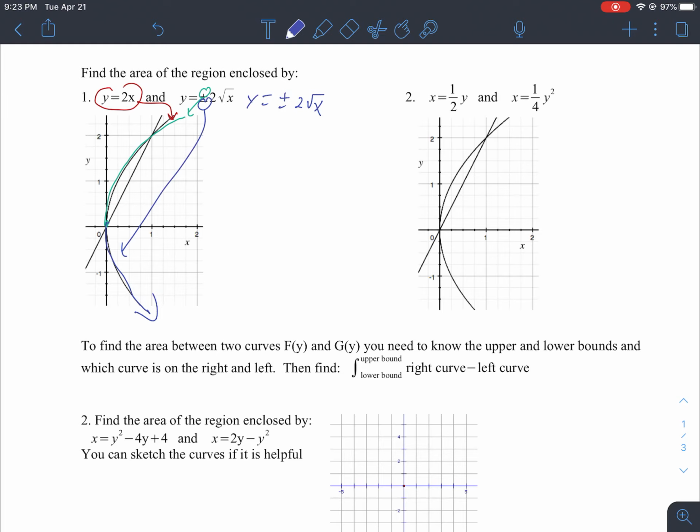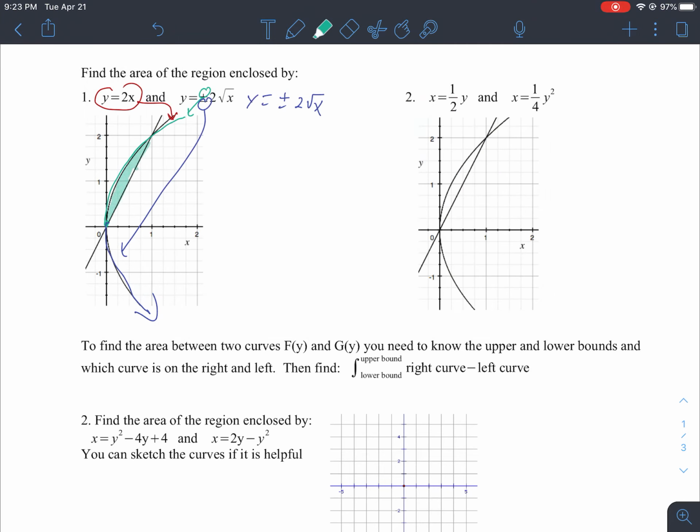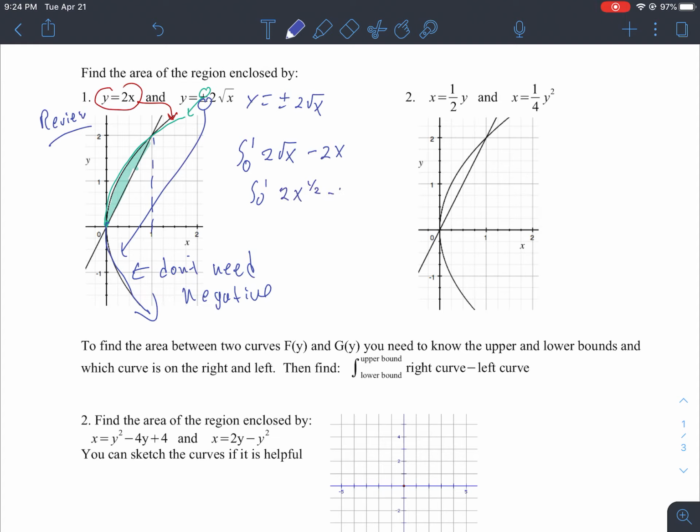Okay, so let's see if we can find the area of the region bounded by the curves. This is a review problem from the last section. Our region clearly goes from 0 to 1. And the larger curve is on top. That is 2 square root of x. We ignore the negative. We don't need it. And then we're going to subtract 2x. So this goes from 0 to 1 of 2x to the 1/2 minus 2x.